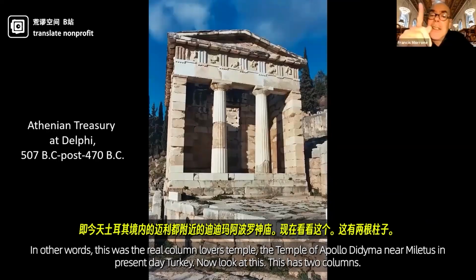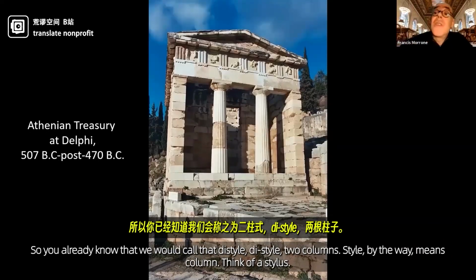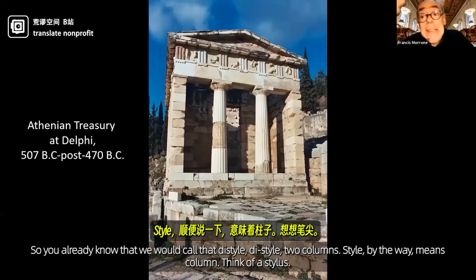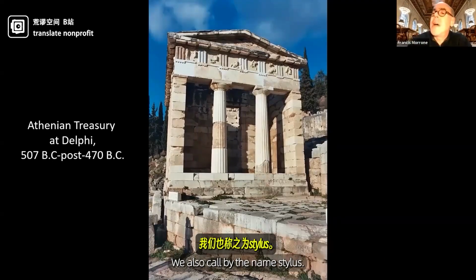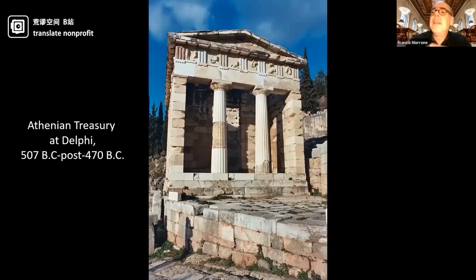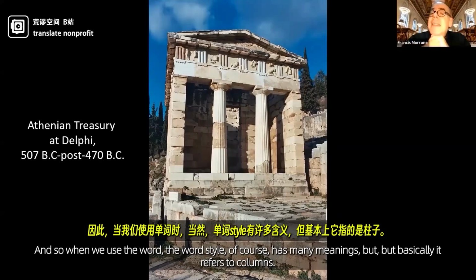Now look at this. This has 2 columns, so you all already know that we would call that distyle, di-style, 2 columns. Style, by the way, means column. Think of a stylus. A stylus is a narrow cylindrical thing, like the Apple Pencil that you use with an iPad. We also call that by the name stylus. And so when we use the word style, of course, it has many meanings, but basically it refers to columns.